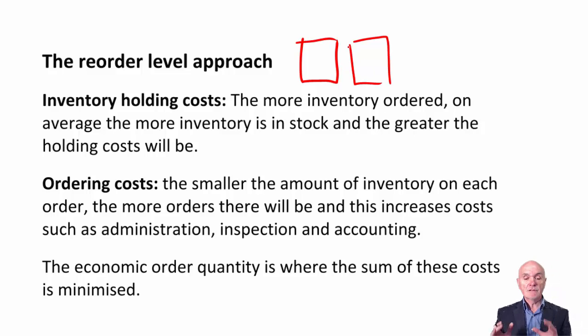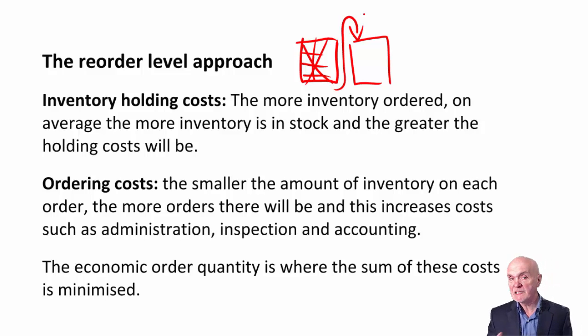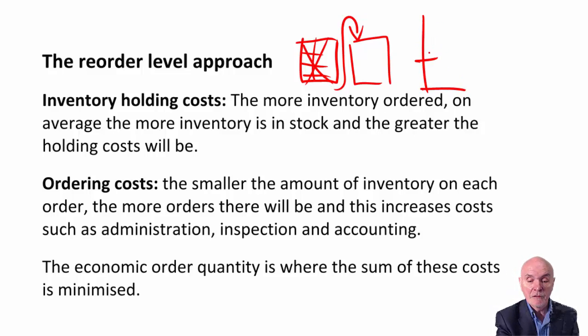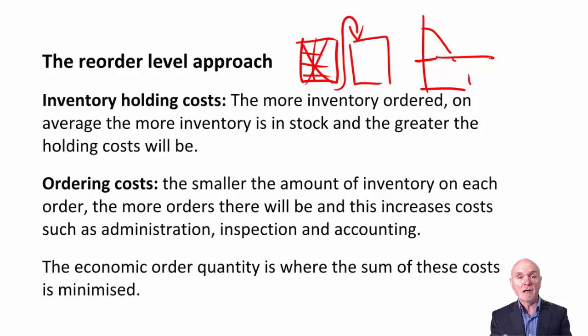So here we have two containers full of stock. This one here goes down, so eventually it's going to be empty. And as soon as you have to turn to the second one, that's when you order replacement stock. Essentially, you've got your reorder level. The stock falls down to this reorder level, and as soon as it does, you spark off the order for stock.